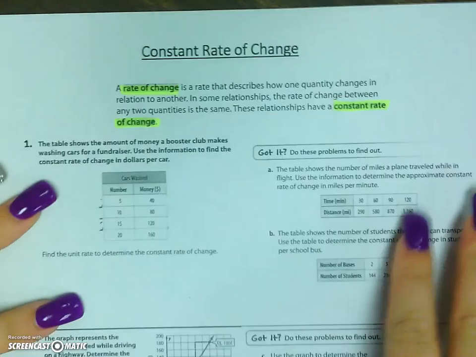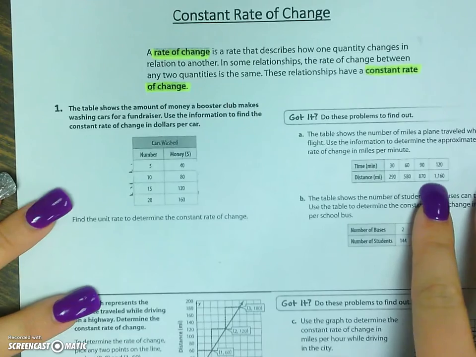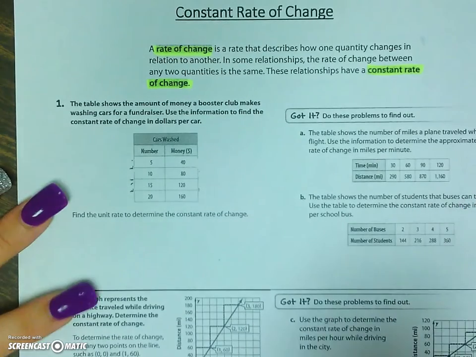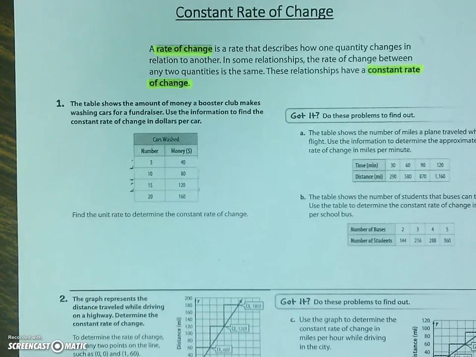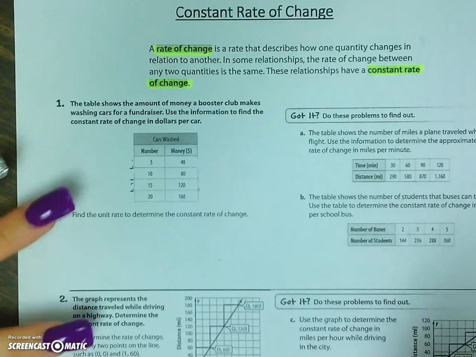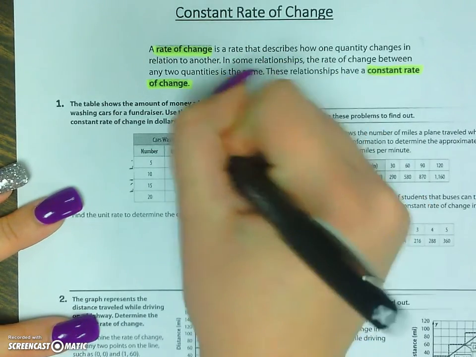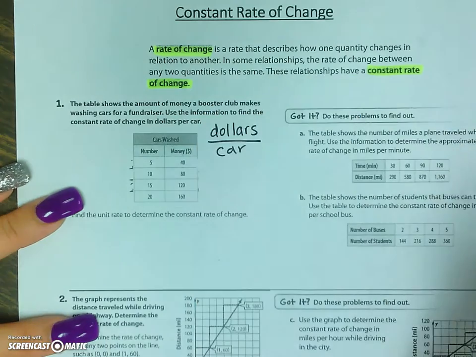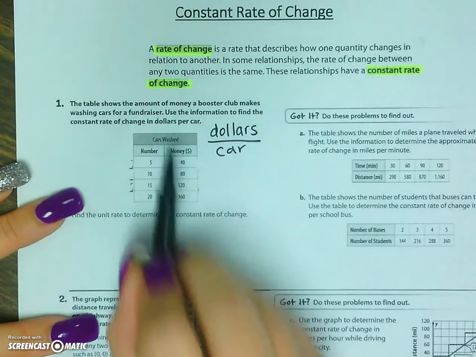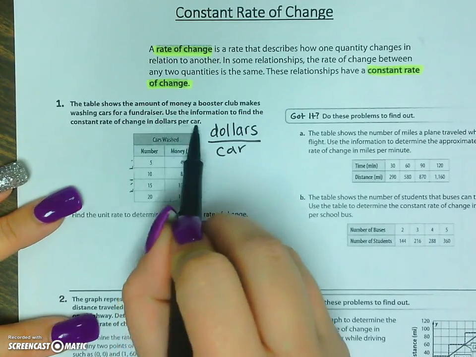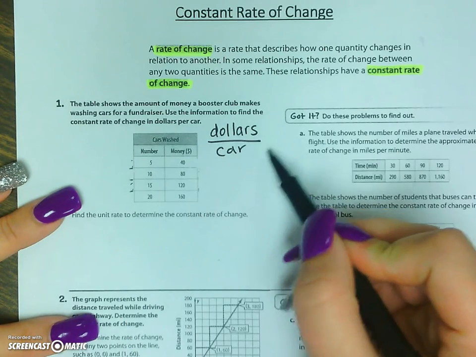So let's look at this first one right here. Number 1 says the table shows the amount of money a booster club makes washing cars for a fundraiser. Use the information to find the constant rate of change in dollars per car. So that means for my word ratio, I have dollars per car. Remember we talked about writing that the other day, that we write it in order. So since it's dollars per car, it's dollars over cars.